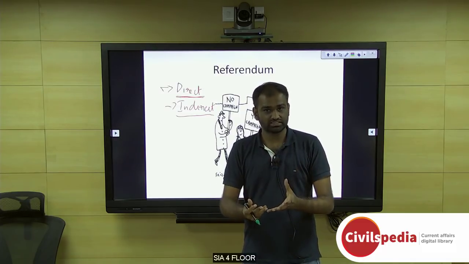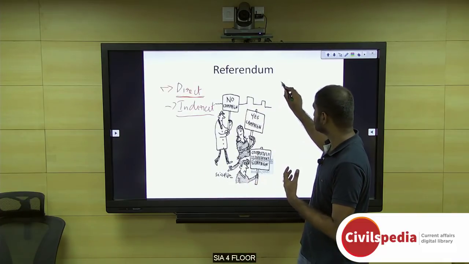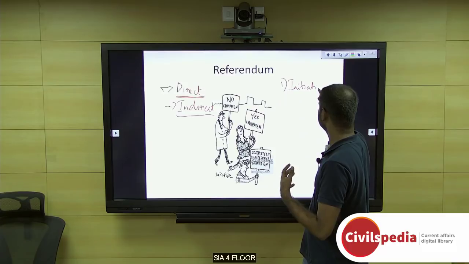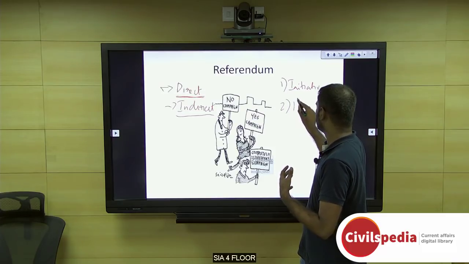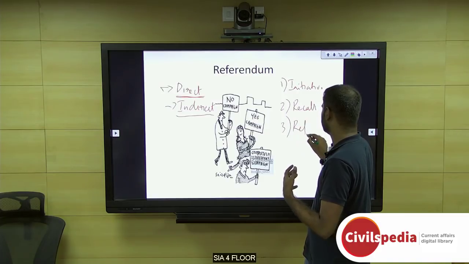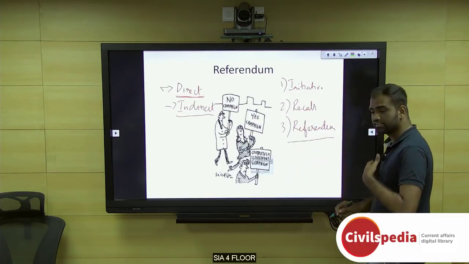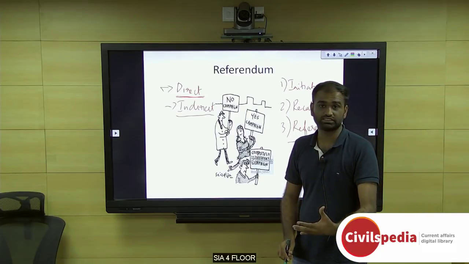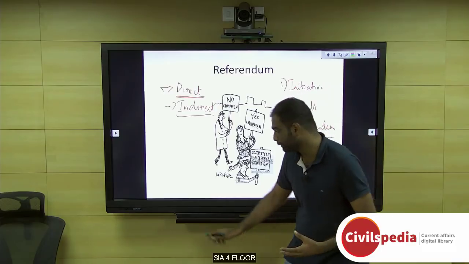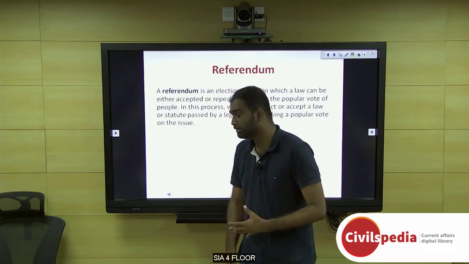So there are three devices which people tend to use to take decisions on their own. Now these three devices are initiative, recall, and the last one is referendum. So now these are the three devices which direct democracy uses to empower the people to take decisions on their own. Moving on to the next slide, what exactly is referendum?